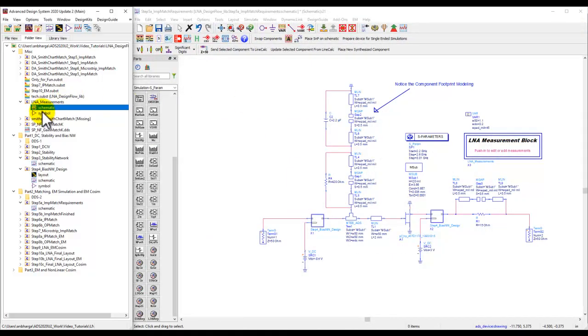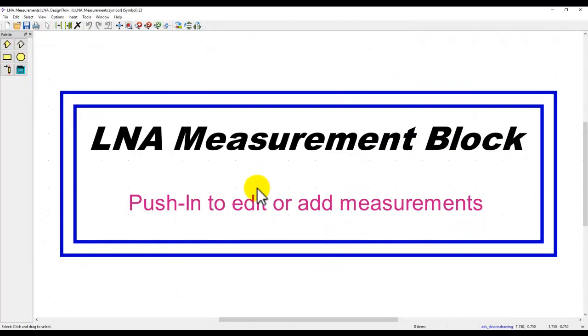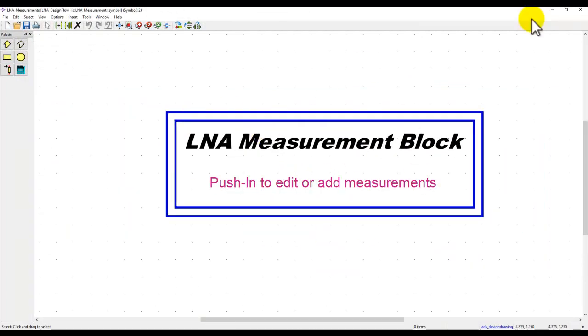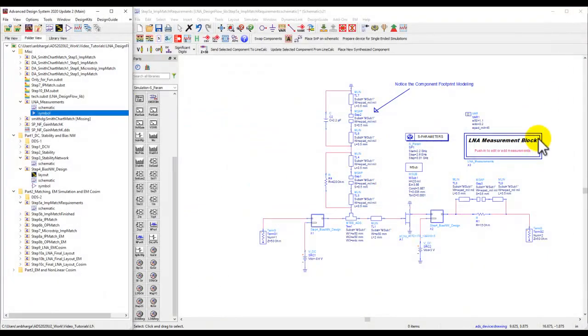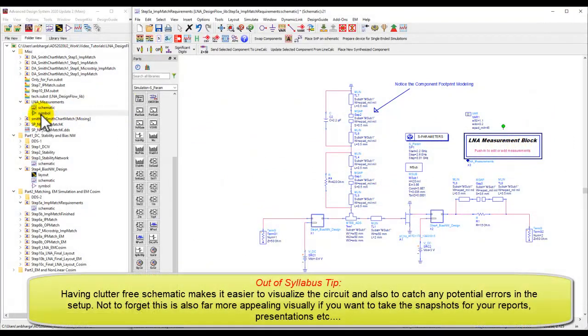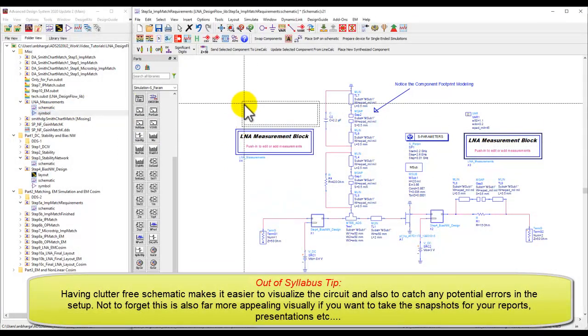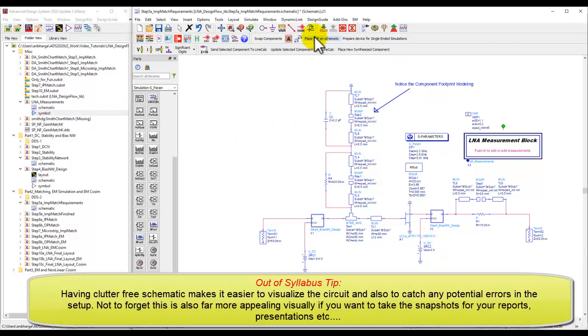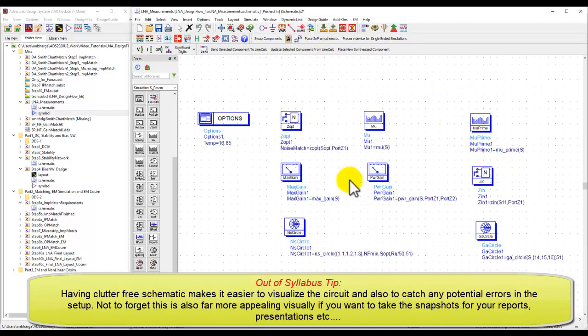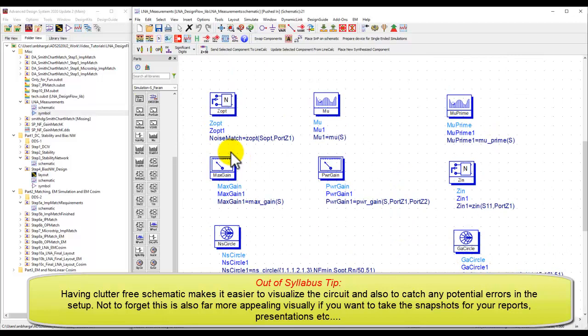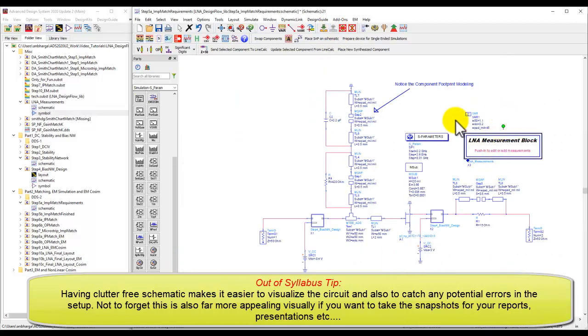That schematic, I also created a symbol so that I can represent it correctly in my main design. And the same thing you can see, I can just drag and drop this schematic onto my LNA design page, and these measurements are here. If I push inside this measurement, you can notice all the measurements which I'm going to use. I do have gamma optimum and Z optimum, max gain, power gain, gain circle, noise circle, and all these measurements defined under this schematic page.